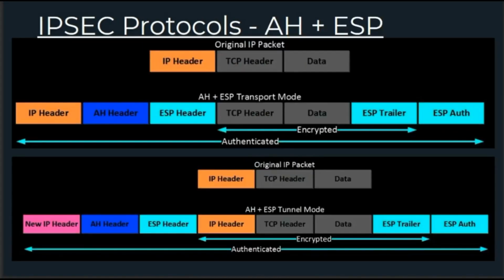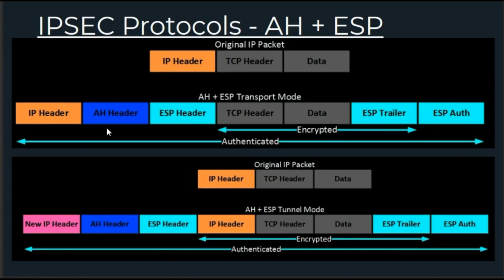Now the IPsec protocol authentication header plus ESP, encapsulating security payload. This is one that confuses a lot of people: is it possible to use AH and ESP at the same time? Let's check it out. First we are checking transport mode. Here is the original IP packet header, and with transport mode we use the original IP header followed by an AH and ESP header. The transport layer payload and ESP trailer will be encrypted.